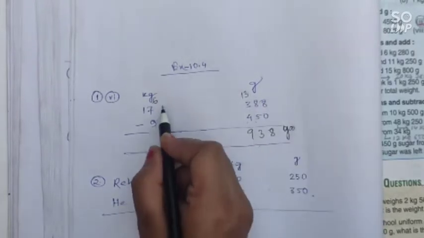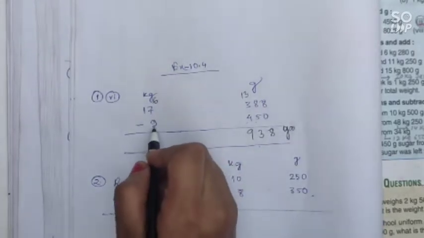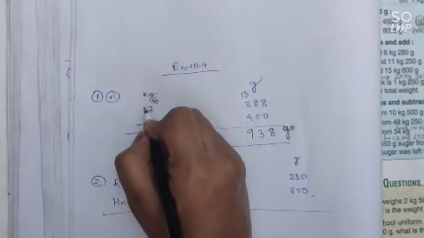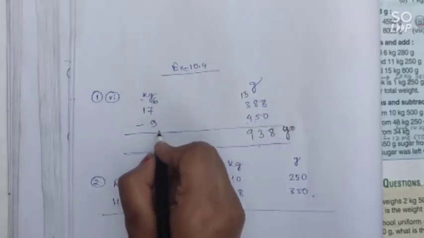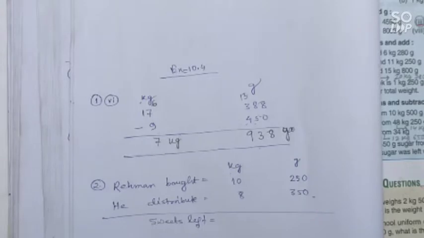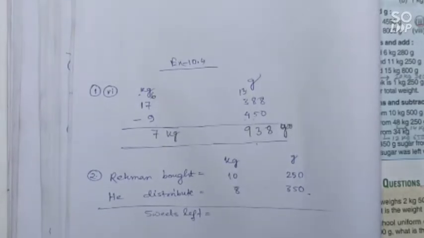938 gram. 6 minus 9, but we cannot subtract 9 from 6. So 6 will borrow 1 from this one. So 6 will become 16. 1 becomes 0. So 16 minus 9 is 7. 7 kg 938 gram. This will be the answer.